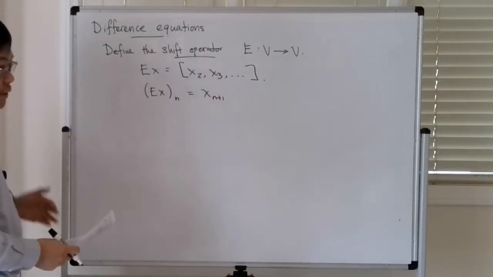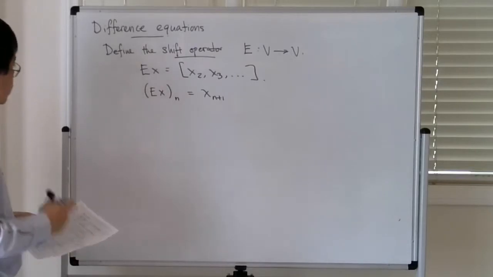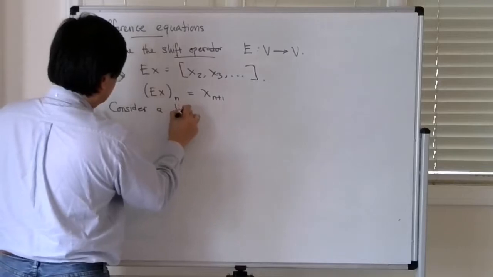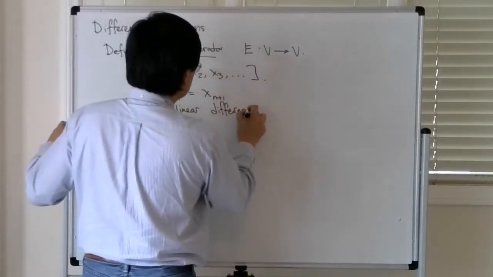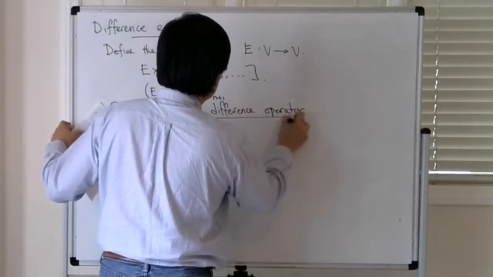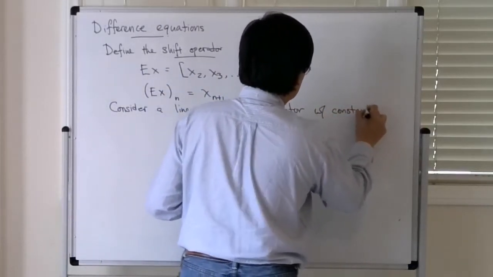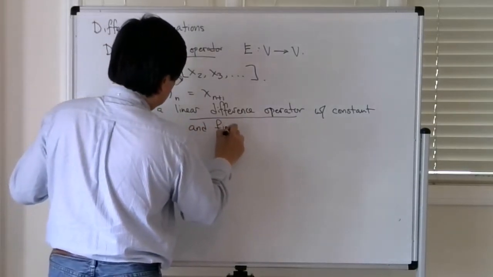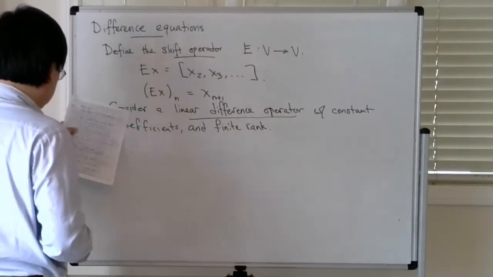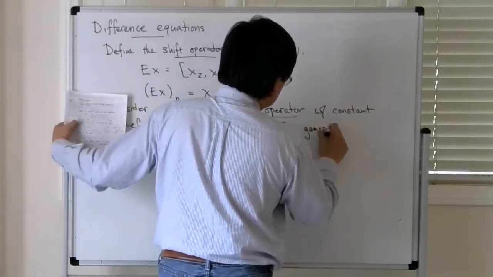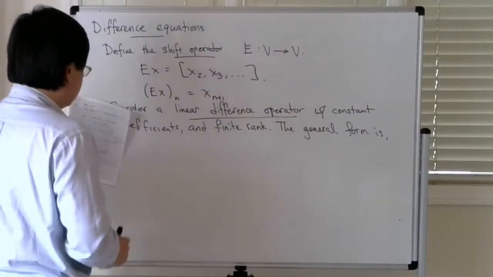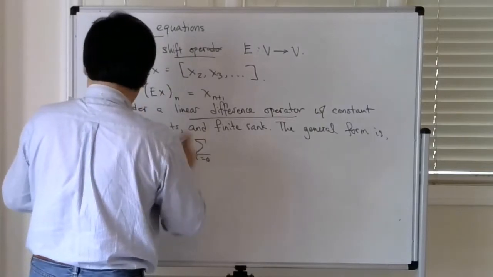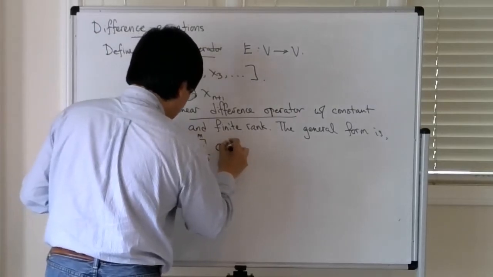Okay, so once you have this shift operator, then you can write down linear difference equations in terms of a linear difference operator. So let's consider a linear difference operator with constant coefficients and finite rank. The general form of that is the following. Let's denote that operator by L. It's a linear combination, going from i equals 0 to m, of Ci E to the ith power.